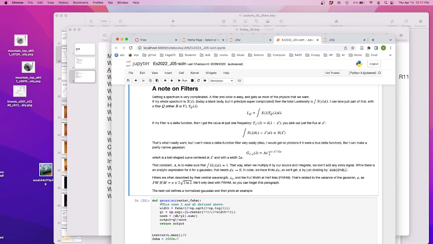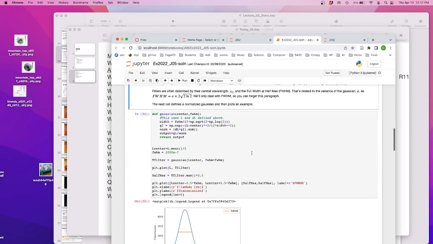A Gaussian is some normalization times e to the minus lambda minus the central wavelength over the width. So here's a Gaussian, which has a center and width. The full width at half maximum is easier to eyeball from a plot than the variance is, because the variance shows up if I've got a Gaussian.